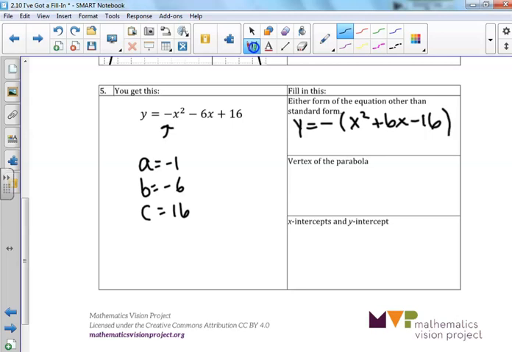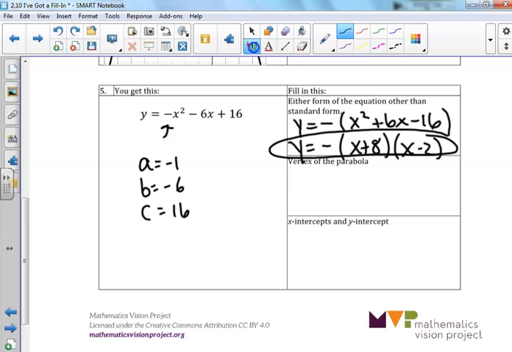Now that our a value is 1, we need two numbers that multiply to -16 and add to 6. Those two numbers would be 8 and -2. So (x + 8)(x − 2), and this right here would be our factored form. We're then asked to come up with the vertex of the parabola.